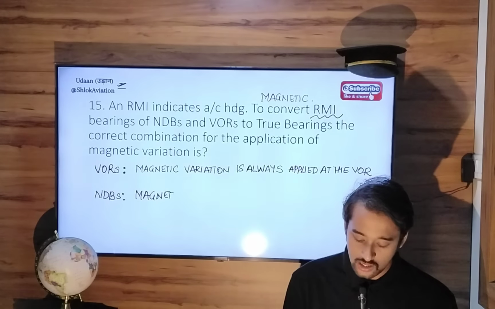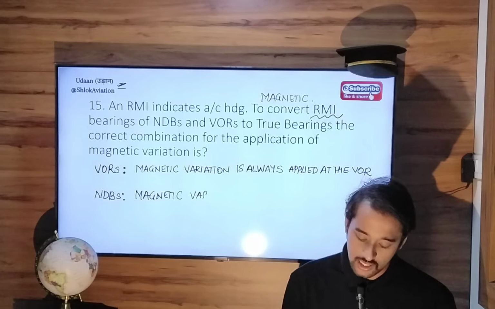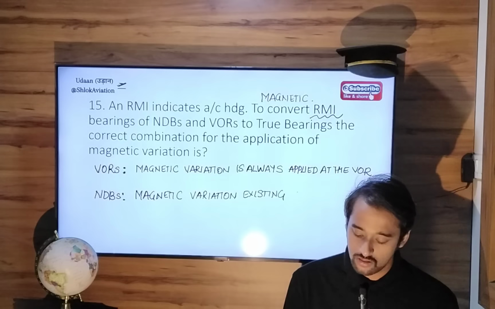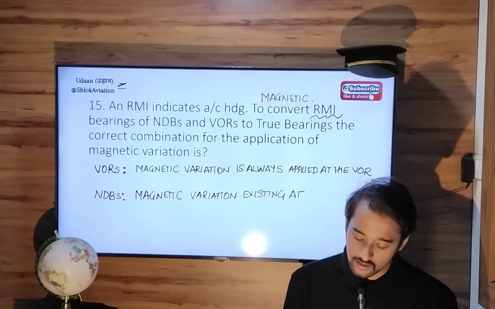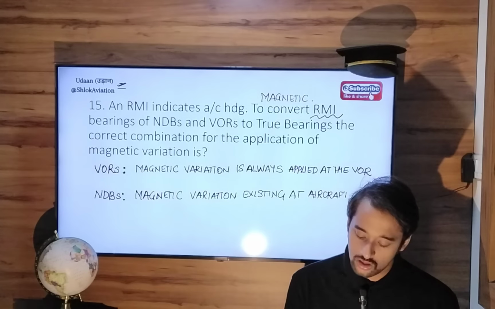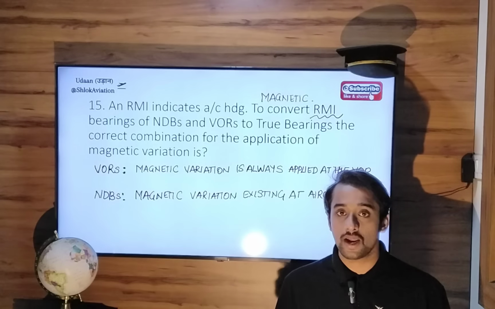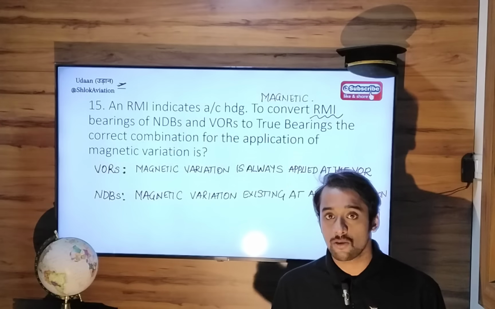To solve NDB ADF sum, you will use the magnetic variation existing at aircraft location. Remember this. For VOR, the magnetic variation is to be applied at VOR station, the ground equipment.